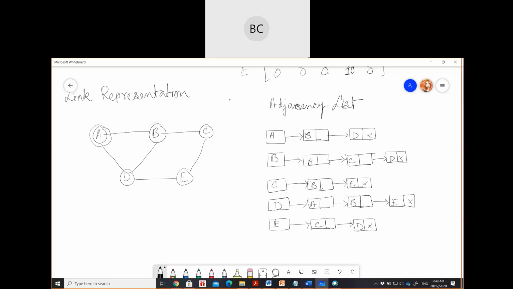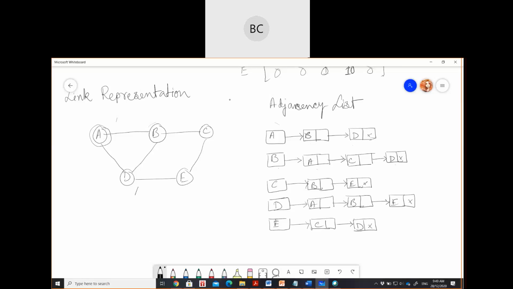If you see this adjacency list, you will know that for node A, the adjacent nodes are B and D. For node B, the adjacent nodes are A, C, and D. From B, you can go to A or C or D. This link is not showing that from A you can go to C, or from C you can go to D. This is not the case.